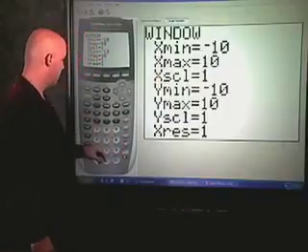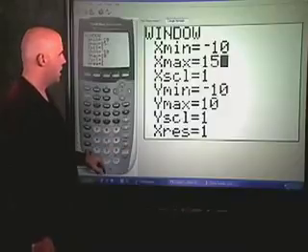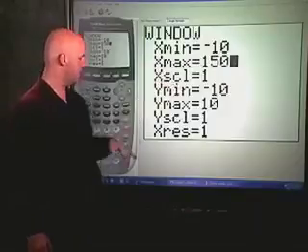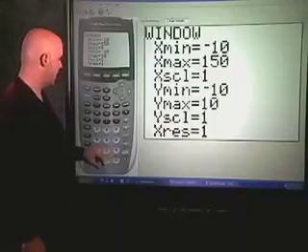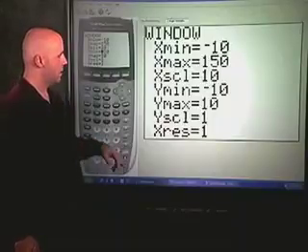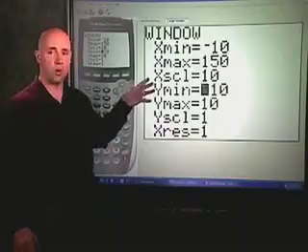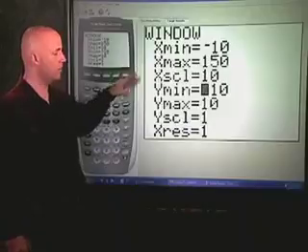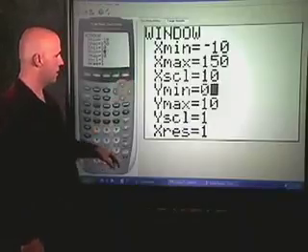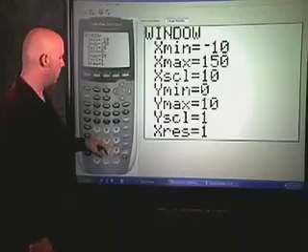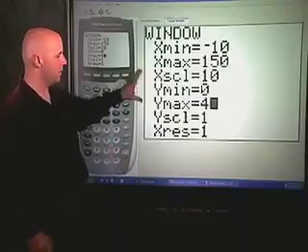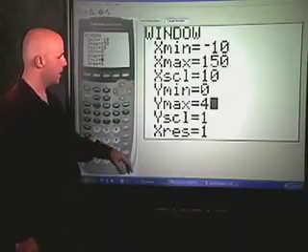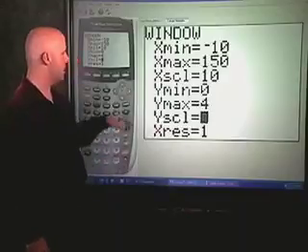So let's pick something like 150. And we'll want to change our scale here since we're using such a big number. Let's go ahead and scale by 10. Now for our y min, remember our y coordinate is going to be 2. So let's choose a y min of 0 and y max of 4. So we surround 2, but we don't go much in either direction. We'll go ahead and keep our y scale as 1 and graph that.